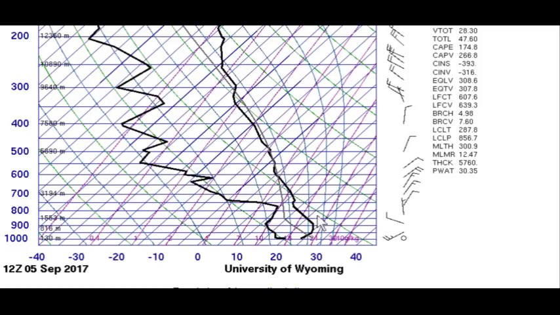Same thing at Fort Worth. A little bit of shear between the lower levels and the upper levels there, so you could get maybe a few brief circulations, a few brief spin-ups, if you have enough instability.